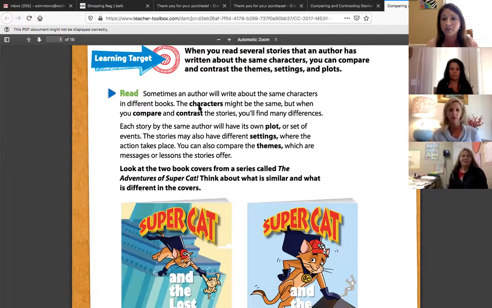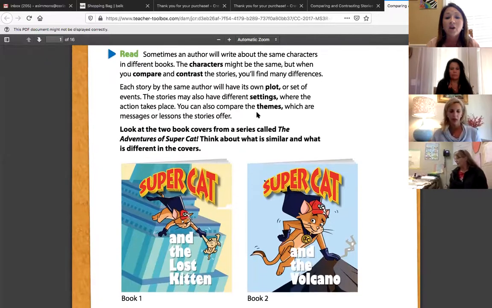You've got characters, which you should know are the who or what your story is about. Like in the pictures that we just saw, Little Red Riding Hood and Salma would have been characters. Here we also have the word plot, and a plot is a set of events. What's happening? What happened first, second, third, or what happened at the beginning, the middle, and the end. You talk about settings, where the action actually takes place. And then here we've got another word, themes, and those are the messages or the lessons that the stories offer.